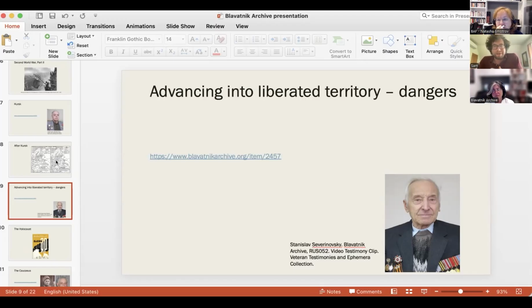And it's kind of a really good example of using these materials to talk about the dangers of the Soviet advance, about personal experiences, and also to introduce humor alongside the tragedy of these events. And I also use these materials to talk about the Holocaust.